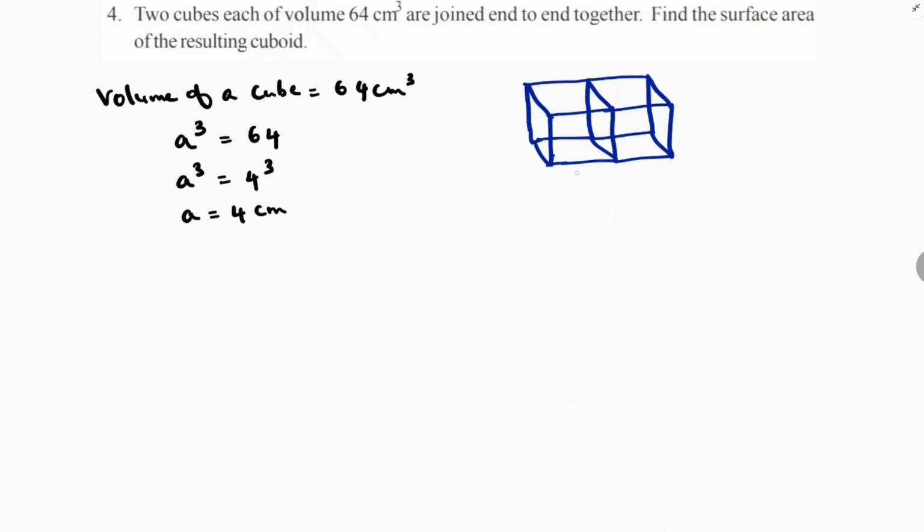Now two cubes are joined end to end. So now the edge of one cube, this will be in the form of a cuboid. So the length of the cuboid is 4 plus 4, which is nothing but 8 centimeters.